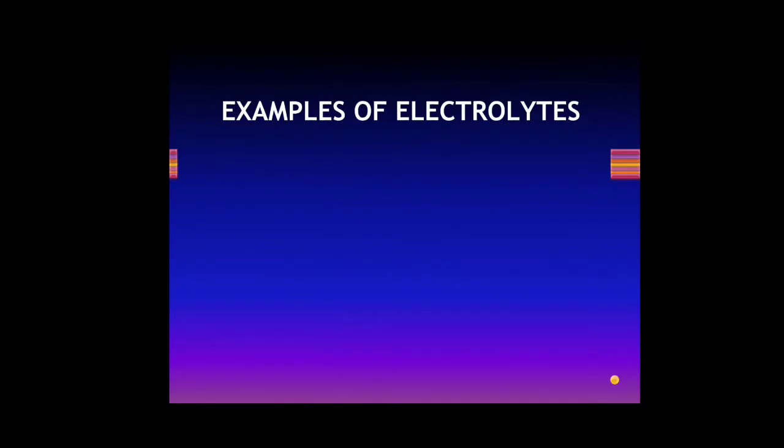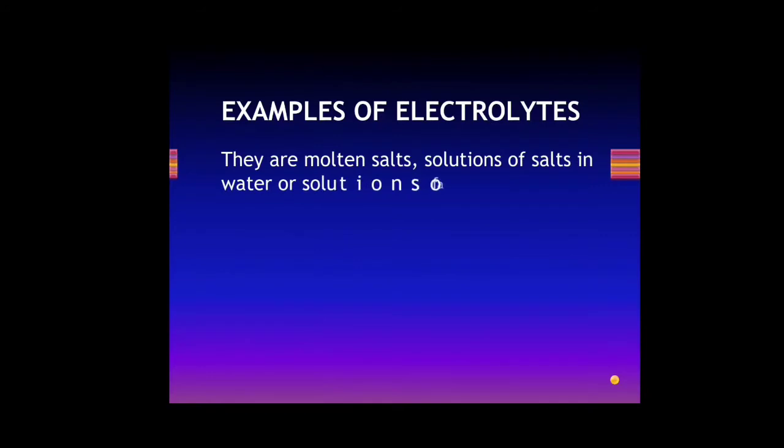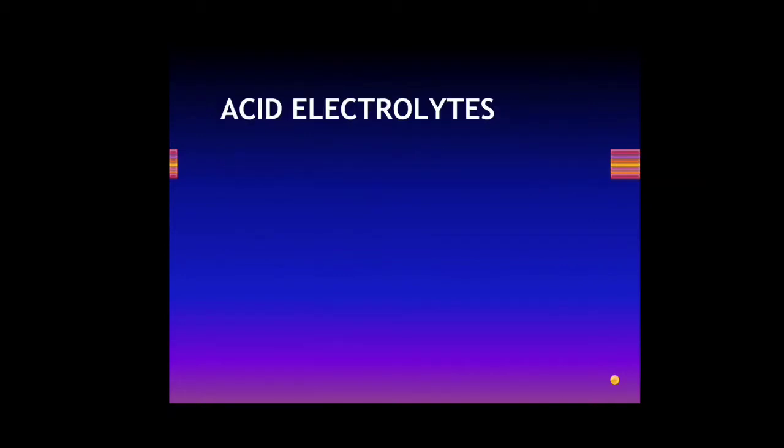Let's see examples of electrolytes. They are molten salts, solutions of salts in water, or solutions of acids and alkalis. So which are the examples of electrolytes? They could be salts, acids, or alkalis, but in their molten or aqueous solution state. Sodium chloride, hydrochloric acid, and sodium hydroxide are some examples of electrolytes.